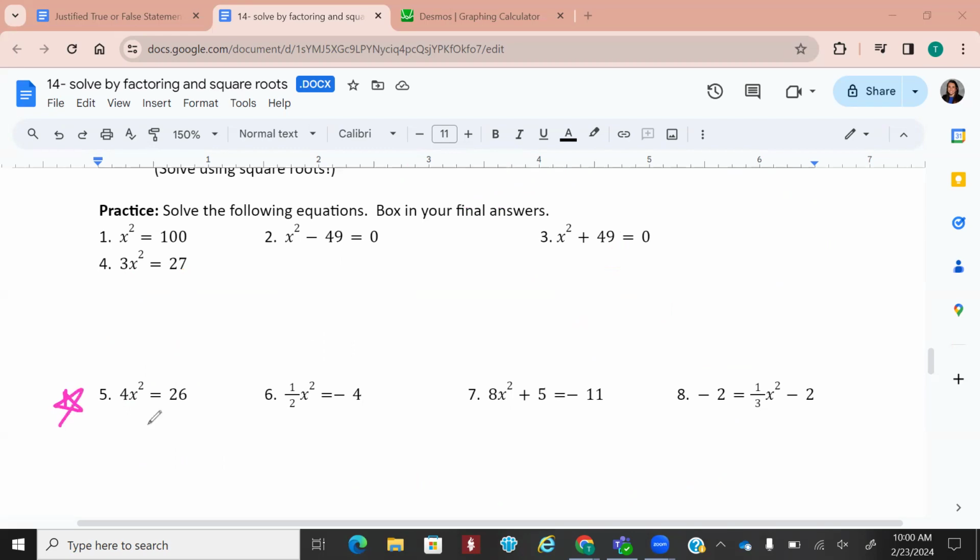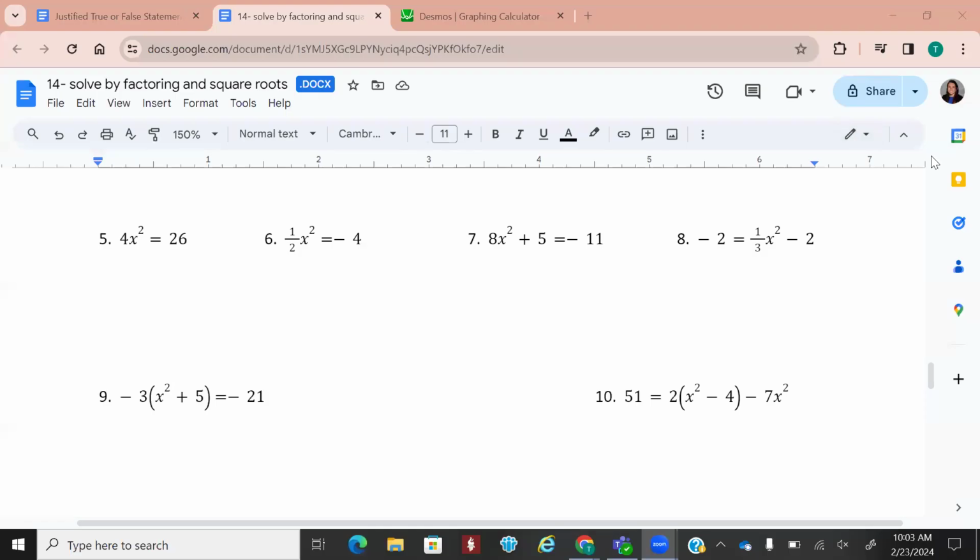Can you try number 5? Okay, so let's talk through number 5. We're going to divide by 4. Can we simplify 26 over 4? Are they both divisible by something? 2. So that's going to be 13 over 2. Now, when we take the square root, that's going to give us x equals a positive and negative square root of 13 over 2. That's it. Okay.